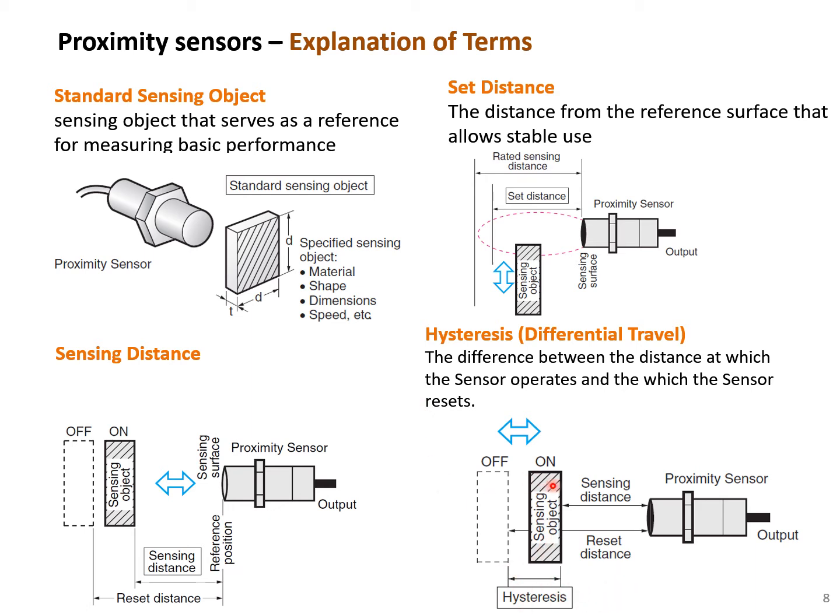So if we travel frequently from within the sensing distance to outside of the sensing distance, the sensor goes from on to off. And since they work based on capacitance or based on eddy current, we will have a hysteresis effect inside the sensor, and it could basically affect the static sensing distance.